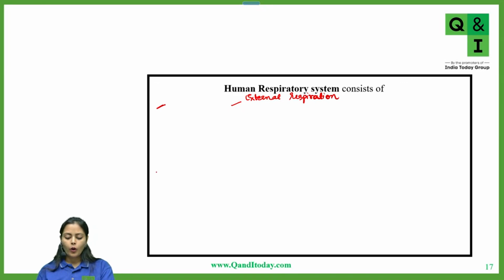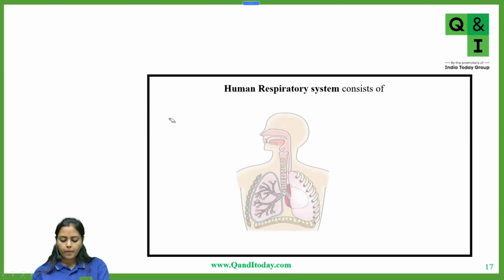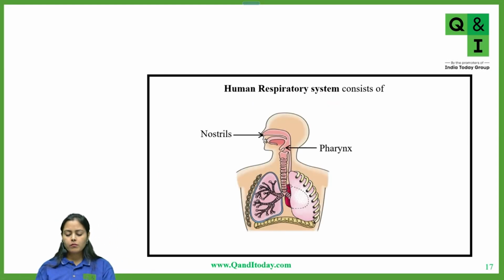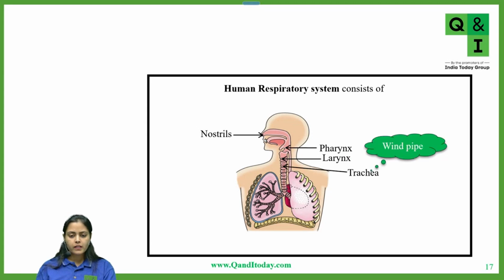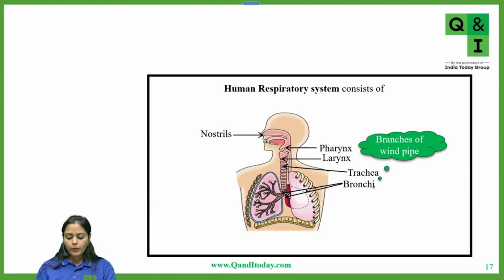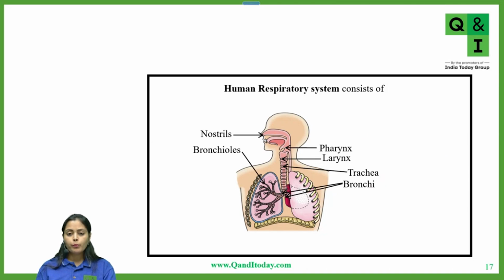Okay. Now, what is this respiratory system? So the human respiratory system consists of, first of all, nostrils, then you have pharynx, then you have larynx, which is also called the voice box. Then you have trachea, which is also called the windpipe. And then you have bronchi. And from the bronchi, you have small bronchioles. Okay, so please remember this sequence. Now we will discuss it in detail one by one.